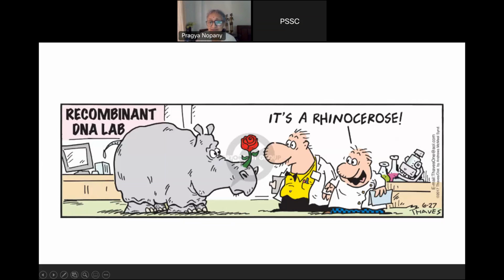Right? So they have made a new kind of rhinoceros on which, instead of the horn, it has a rose flower, and they're calling it a rhinoceros. It's a rhinoceros. तो अब बात ये है कि ये इतना हंसी वाला कार्टून है, आप इसको अपने किस टॉपिक के साथ बच्चों को सोचने के लिए दे सकते हो?